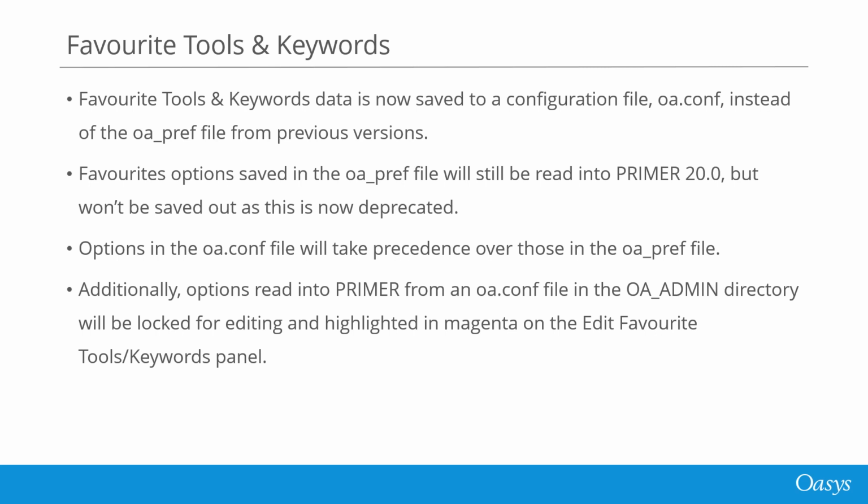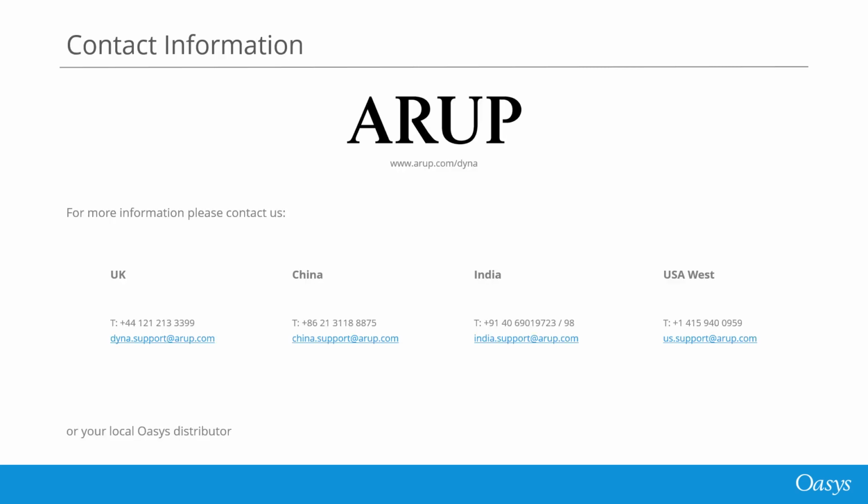Additionally, system administrators can use the configuration file to specify tools for all users to access from their favorites. This is ideal to make your specialist JavaScript tools easily available to all users within an organization. More information on the configuration file can be found in our Primer manual. Thank you for watching.